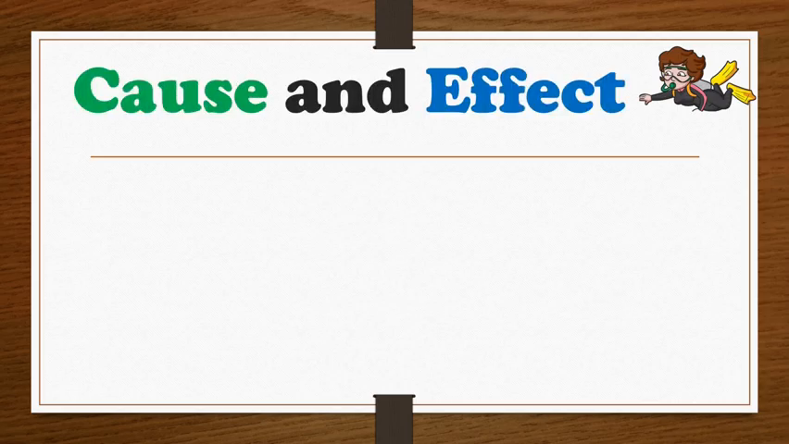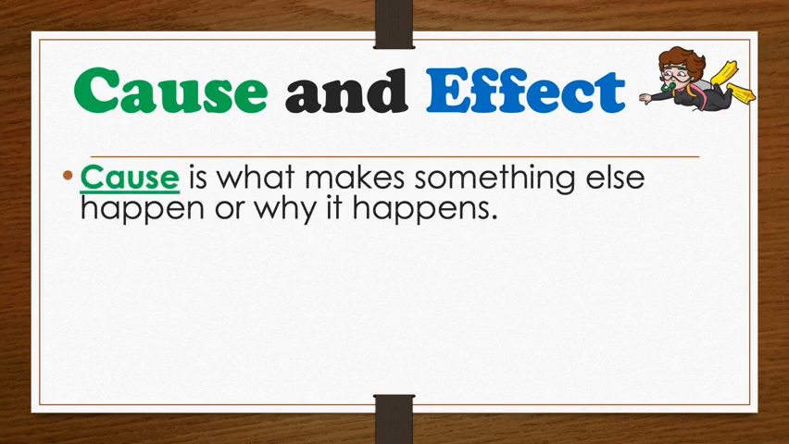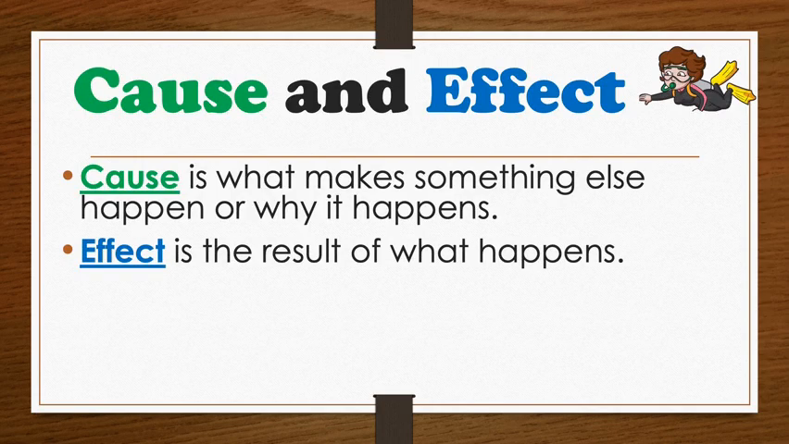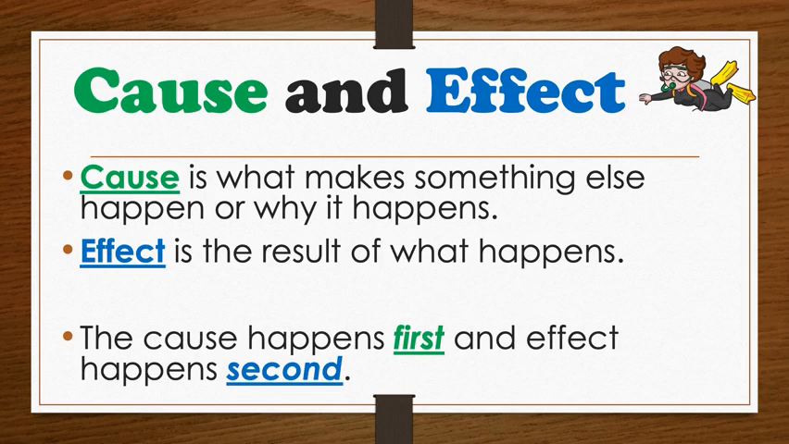We are going to dive right into our lesson today, students. Let's look at cause. Cause is what makes something else happen or why something happens. Effect is the result of what happens. To help you remember how cause and effect are related, we can say that cause happens first and effect happens second.